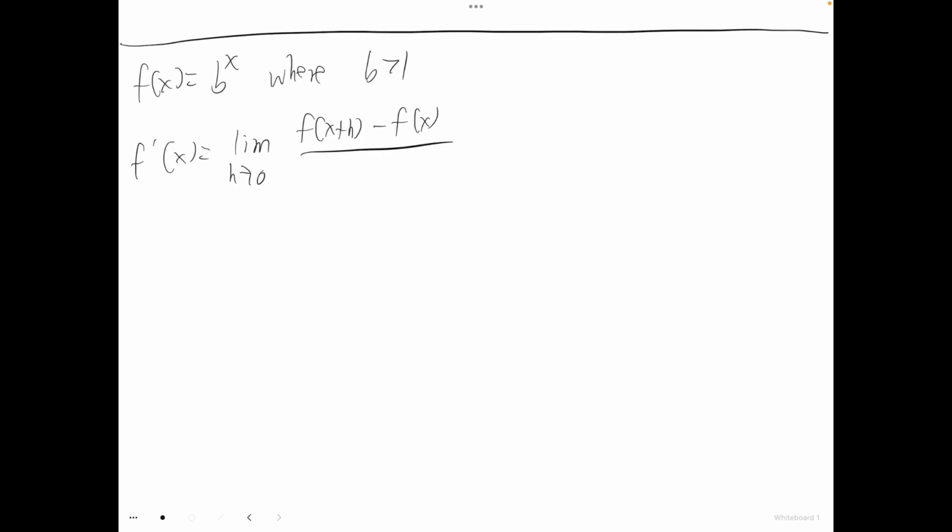Now we're going to consider the case of exponential functions. So we're going to look at the function f of x equals b to the x, where b is some value greater than 1. So we want to find the derivative. So we have f prime of x equals the limit as h goes to 0 of f of x plus h minus f of x divided by h, which is the limit as h goes to 0 of b to the x plus h minus b to the x divided by h.